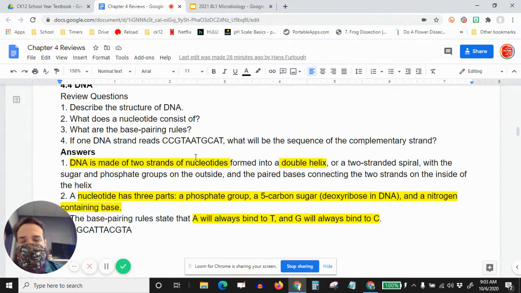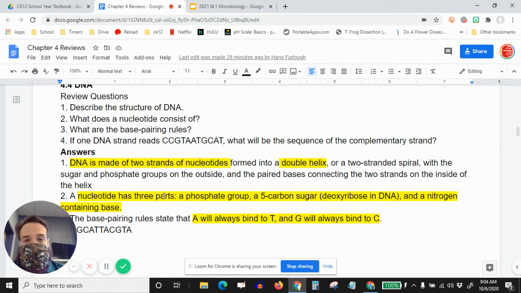All right, 4.4 was on DNA. There's a little bit more meat here that you need to be aware of. DNA is a two-stranded molecule. It has two strands that are twisted around each other like a double helix or a spiral staircase, or imagine a ladder and then you twist it. Okay, that's kind of what they look like, with the nitrogen bases making up the rungs of that twisted ladder.